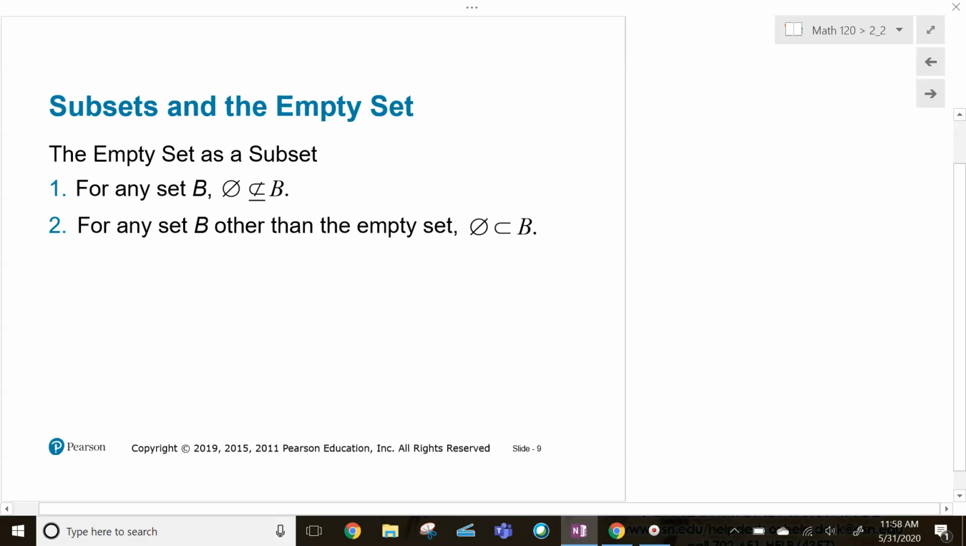All right, the empty set is a subset. So for any set B, the empty set is a subset. The empty set is not a proper subset of B when B is the empty set itself. For any set B other than the empty set, the empty set is a proper subset of B.